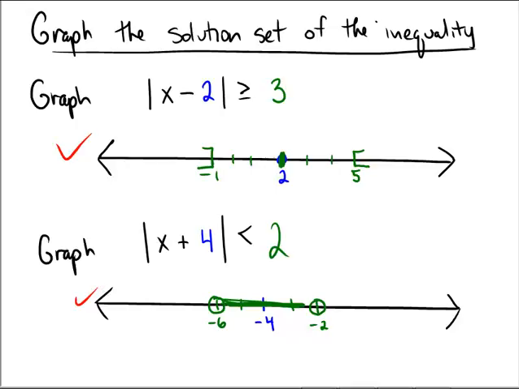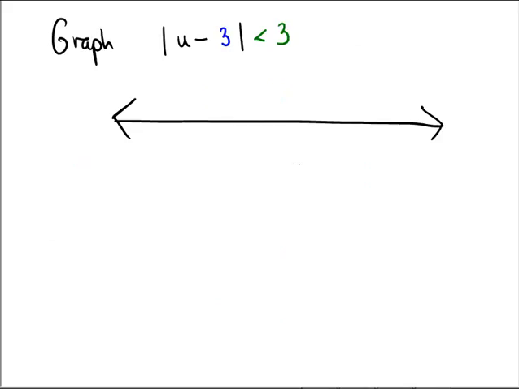Why don't you try to take a shot on your own, try to graph the solution set to u minus 3, absolute value, is less than 3.